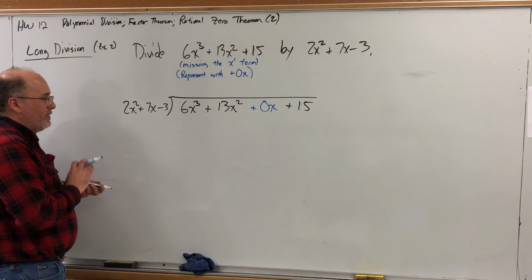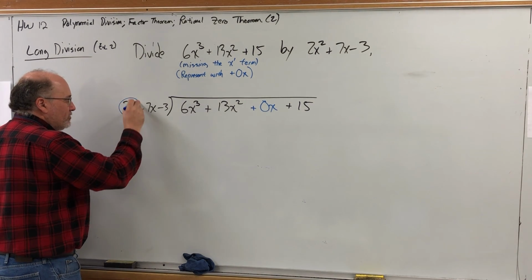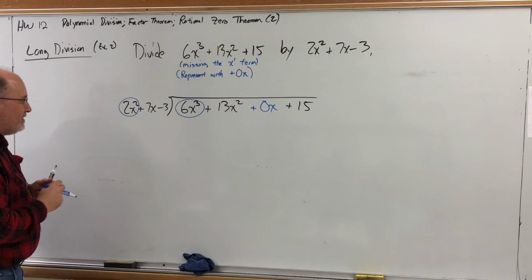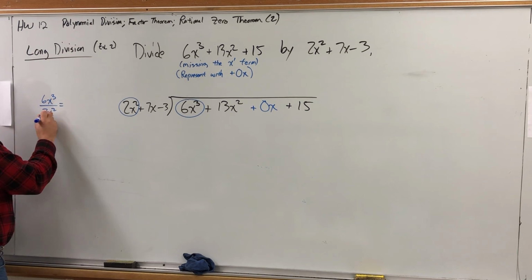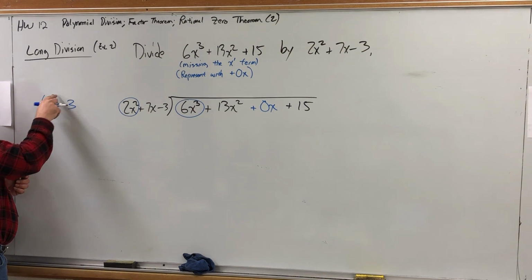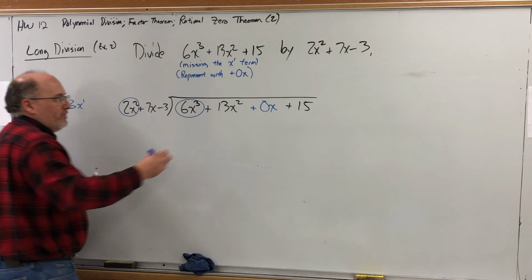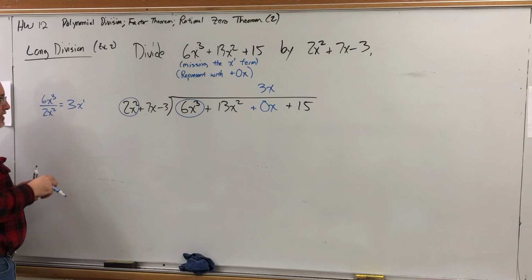I'm going to go through them a little bit more succinctly in this example. To start, we divide the leading terms of the dividend and the divisor. So we need to figure out what 6x to the third power divided by 2x to the second power is. Well, 6 divided by 2 is just 3, and when you have one power divided by another, you just subtract the exponents. So 3 minus 2 is 1. 6x to the third divided by 2x squared is 3x. Let's put that over the x term that we wrote in. That's not why I needed it there, but that's where I'm going to put it.